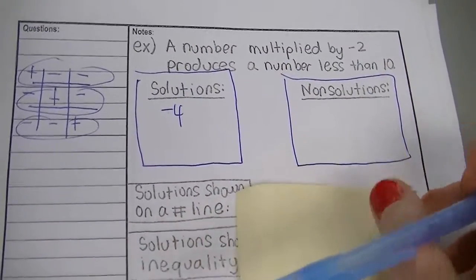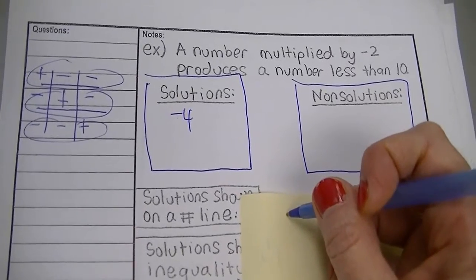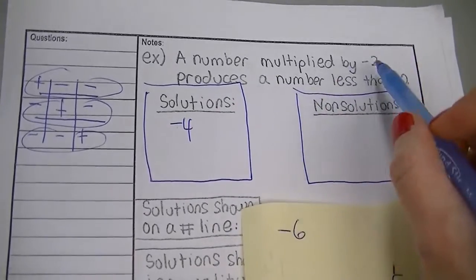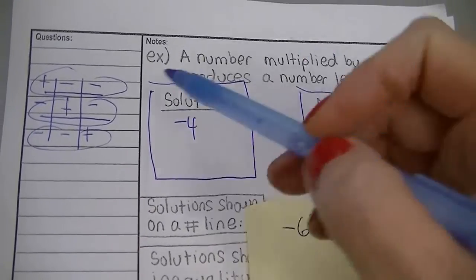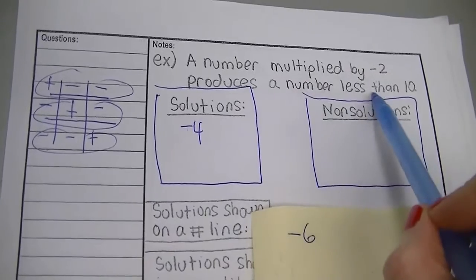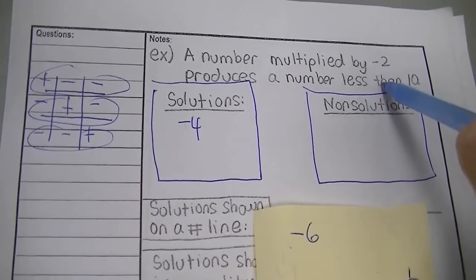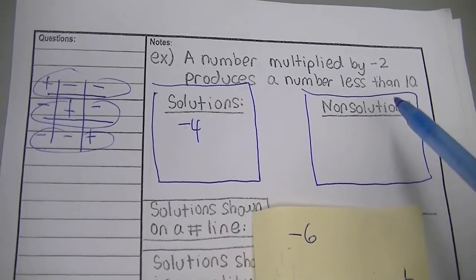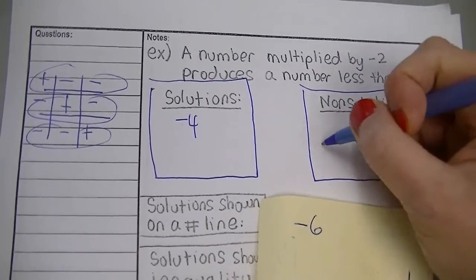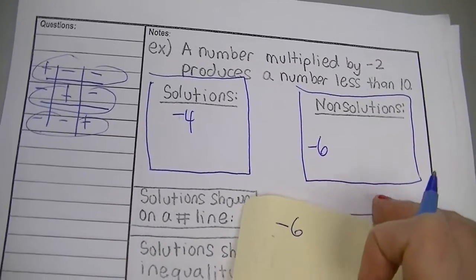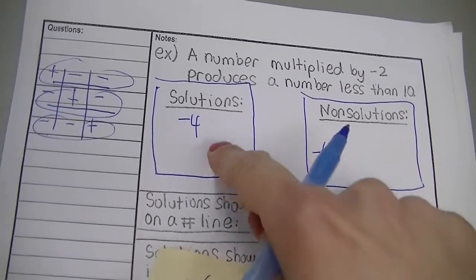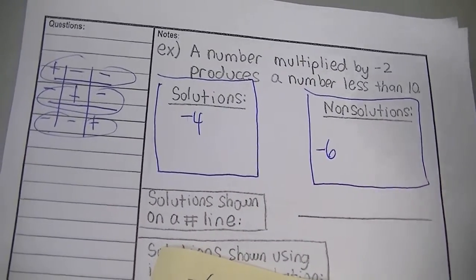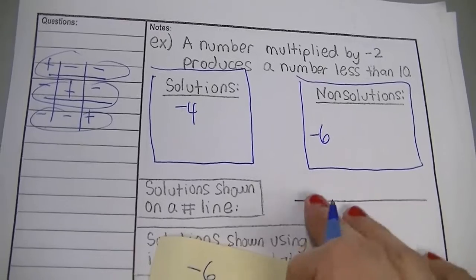Try another number. Let's try -6. Okay, a number multiplied by -2. -6 times -2. Negative times negative is positive, so -6 times -2 is positive 12. Is 12 less than 10? No, so that -6 goes in the non-solutions category, okay? All right, go ahead and fill in, find me 4 more solutions, 4 more non-solutions, and try to find that magic number. You've got to, okay, because that will help us with the number line.